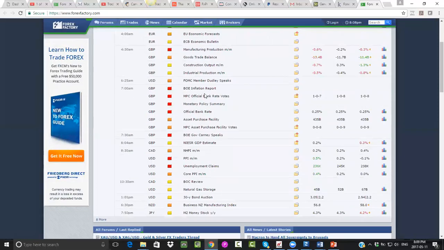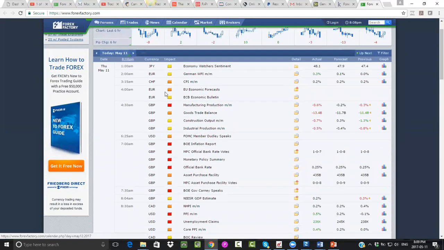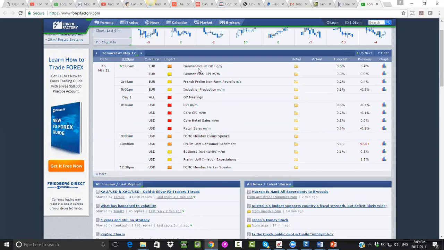Now, going into May 12th here, we have G7 meetings tomorrow, and then really the important data is coming out for the US. So this is important. We'll have to be careful with this one. Retail sales, CPI, which is the inflation number, and core inflation number. These are very important pieces of data that the Fed pays attention to when they're talking about raising interest rates. So if these numbers don't come out well or positive, then the Fed is not likely to raise interest rates. So this is important data to pay attention to.